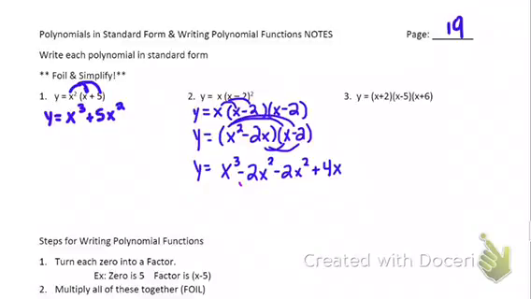So then we do have some like terms here. We have our x squareds, so we can go ahead and combine those. So y equals x to the third minus 4x squared plus 4x. And then we don't have any more like terms. We're in order from biggest to smallest, so that's it.